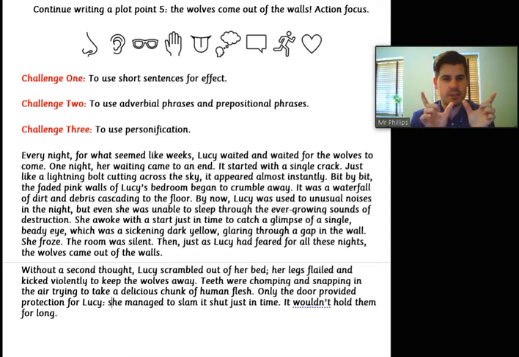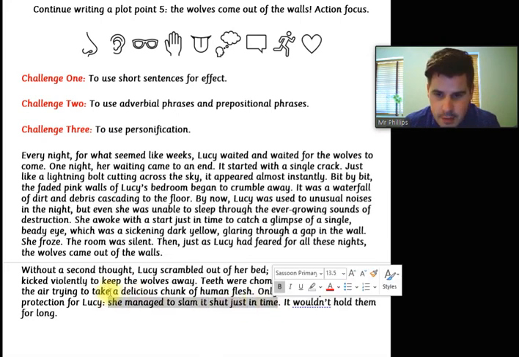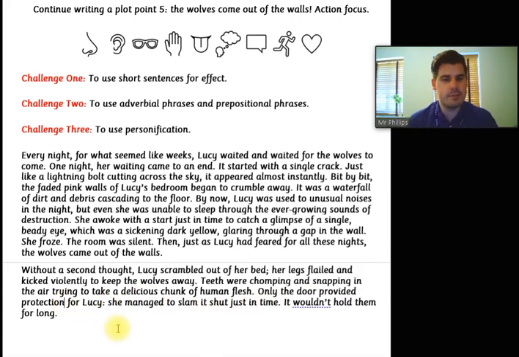But whereas a semicolon connects two clauses that are vaguely similar, a colon connects two clauses where the second one explains the first one. For example, vampires are scary: they suck blood. That second part explains the first part. So in this one, only the door provided protection for Lucy. She managed to slam it shut just in time. Well, that's explaining how it provided protection for Lucy, which means we can use a colon there, okay?